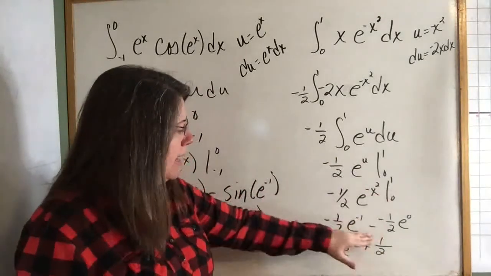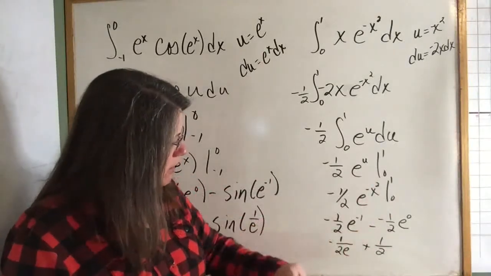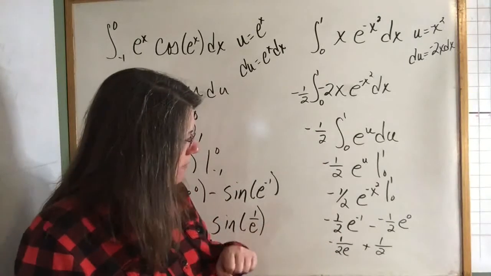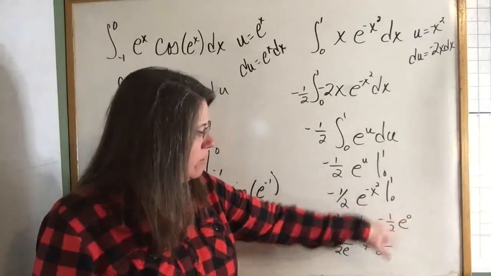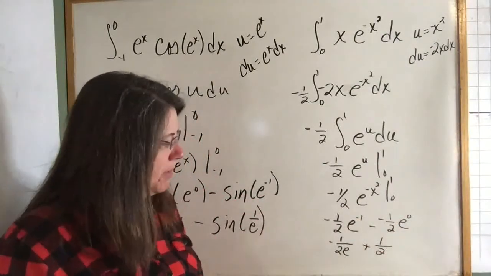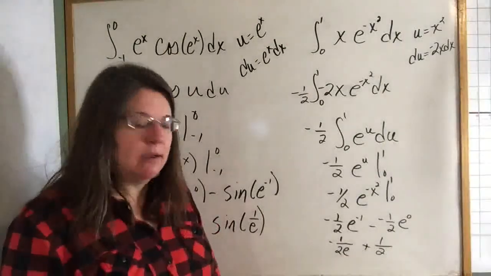Then I do my substitution of my a and b. So I plug the top one in first, leaving me with -1/2 e to the -1, which is -1 over 2e. And then when I plug in 0, I have -1/2 times e to the 0, which is just 1, minus a negative would be a +1/2, giving me my final answer of -1 over 2e plus 1/2.